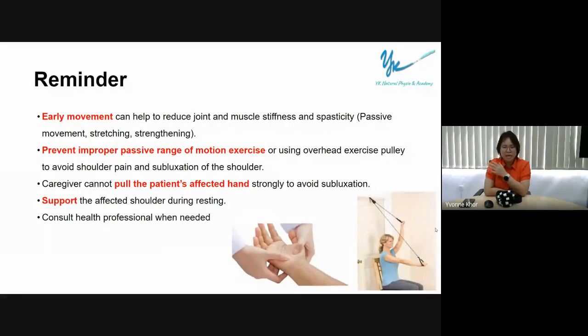For stroke patients, they have a weak shoulder joint. If you strongly pull their affected hand, maybe it will cause subluxation. Okay, and then support the affected shoulder during resting, as I showed in the previous photo. And fifth, consult a health professional when needed. When you get a stroke, it's better to consult a health professional, for example a physio, occupational therapist, or Chinese physician, to get a better strategy to treat your stroke.